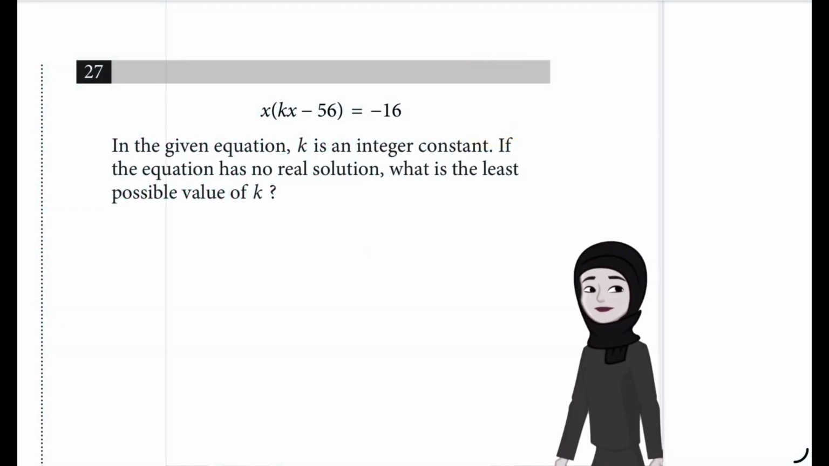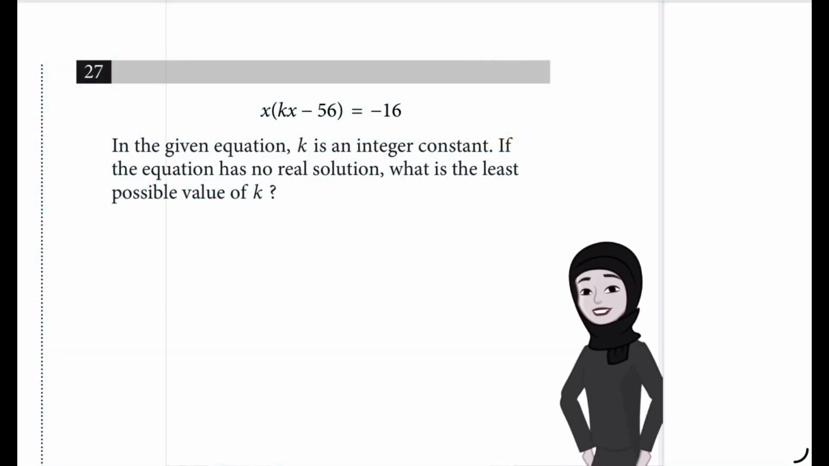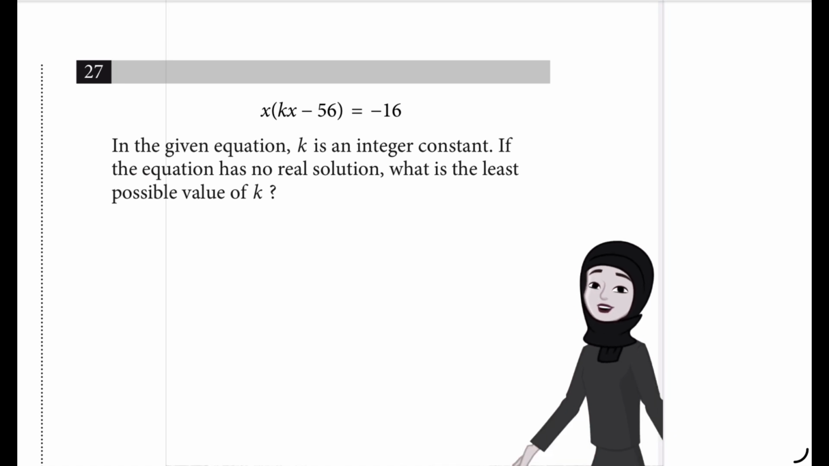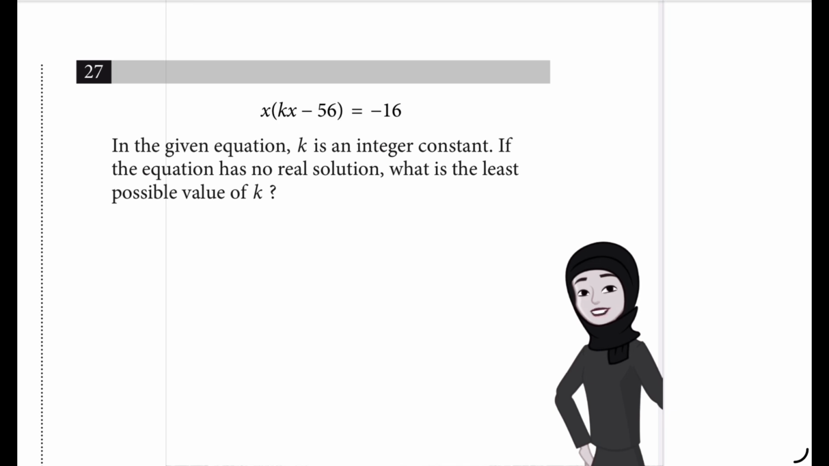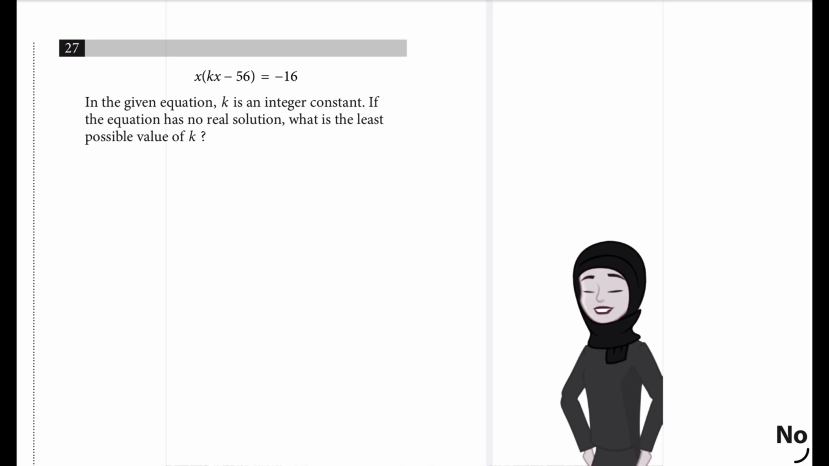Question number 27. x times (kx minus 56) is equal to negative 16. In the given equation, k is an integer constant. If the equation has no real solution, what is the least possible value of k?